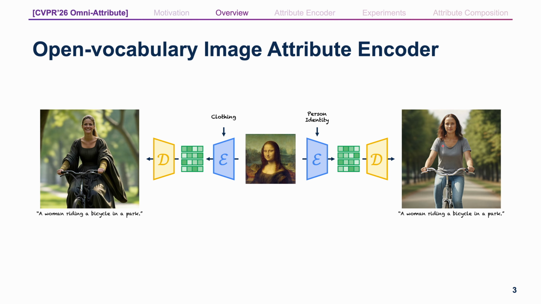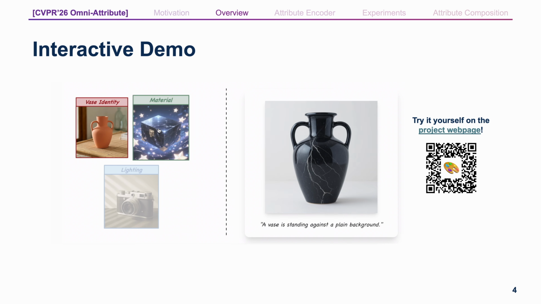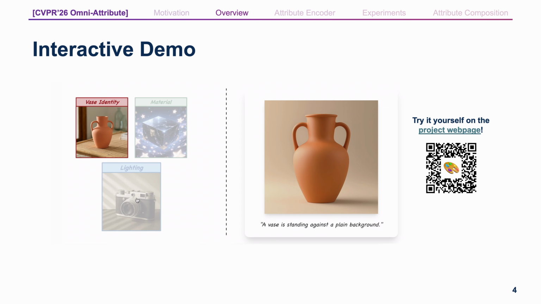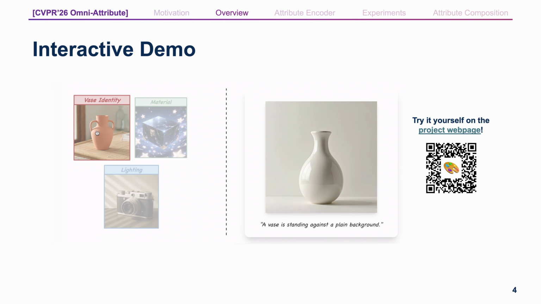If we input the same image and the same prompt, but change the attribute to clothing, then the output image will only inherit the clothing from the input image. What's even more interesting is that we found our attribute embeddings can be assembled like Lego. We can fuse different attributes from different images into one single coherent image. If you're interested, feel free to check out the project webpage and try it out for yourself.